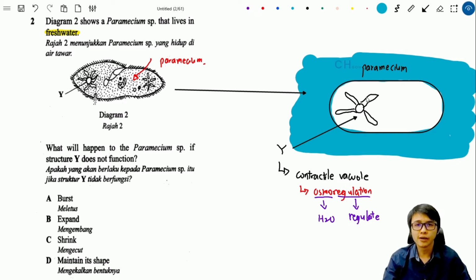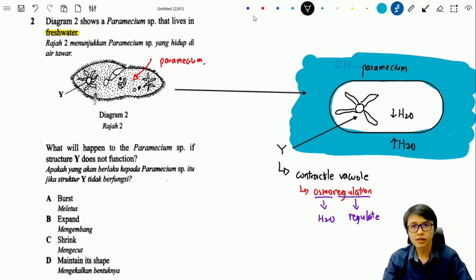As I mentioned earlier, this paramecium is living in the fresh water. If you compare the water content in the fresh water and the water content in the salt, the water concentration in the fresh water will be higher compared to the water concentration in the salt. In this case, we can say that fresh water is hypotonic compared to the salt, which is hypertonic. The fresh water will keep on diffusing into the paramecium through osmosis.